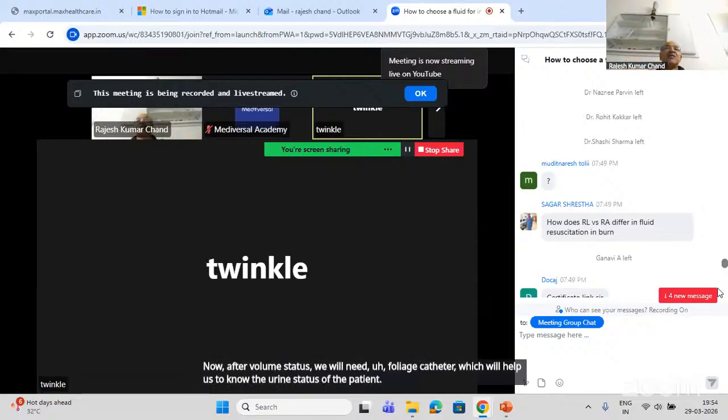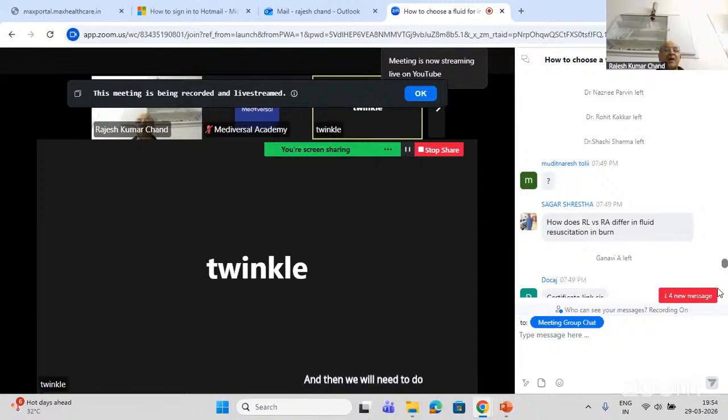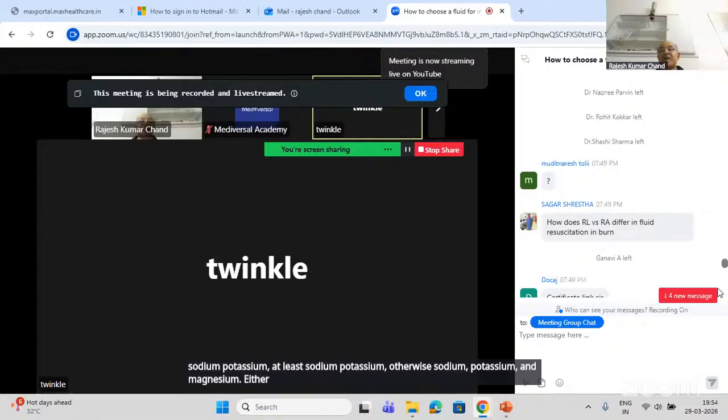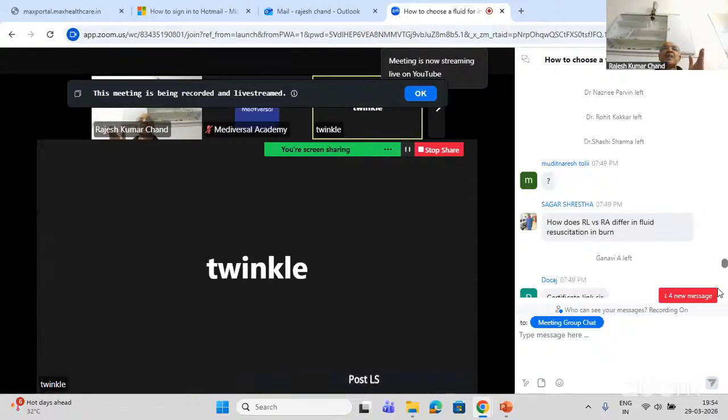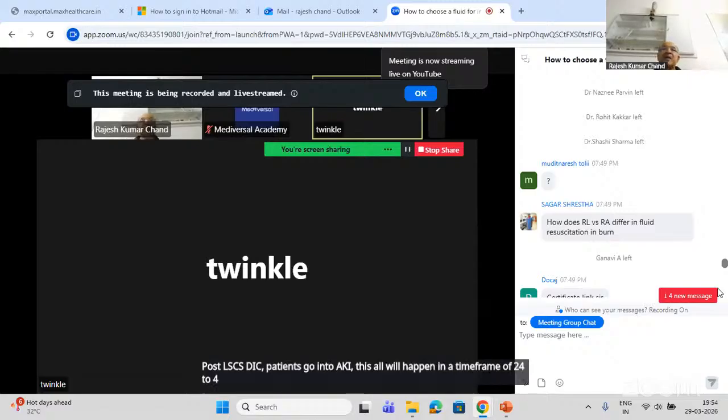And then we will need to do at least a laboratory test for sodium, potassium, and magnesium, and preferably an ABG, a blood gas, because when you are telling me post-LSCS DIC, patient going into AKI, this all will happen in a time frame of 24 to 48 hours. This is very rapid.